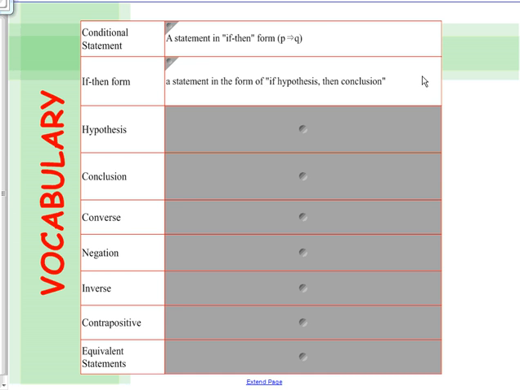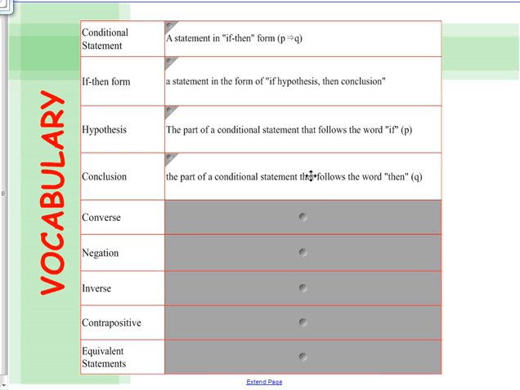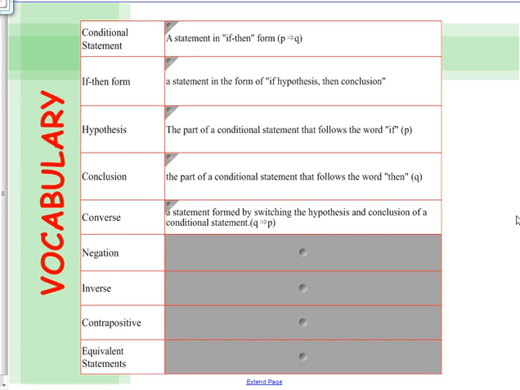Okay? Going into that, what's a hypothesis? Well, a hypothesis, as you recall, is the part that follows the if, and the conclusion is the part that follows the then. A converse. The converse is a statement formed by switching the hypothesis and the conclusion. So instead of saying if the angle is 90 degrees, then it is a right angle, we could say if it is a right angle, then the angle measures 90 degrees.